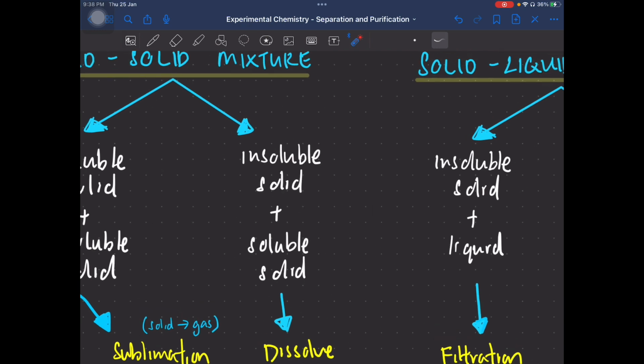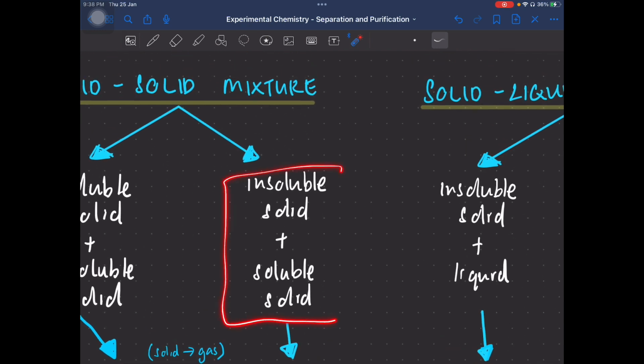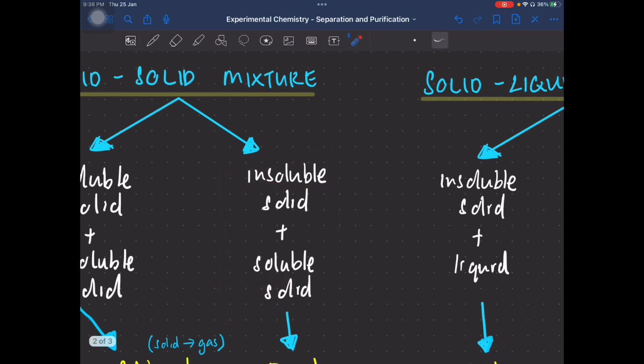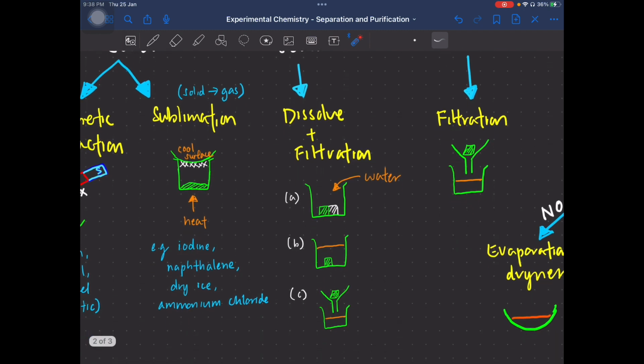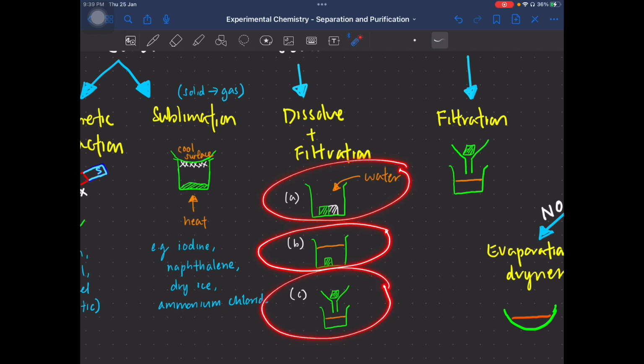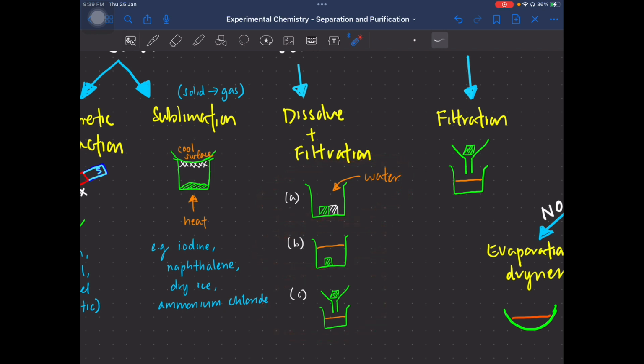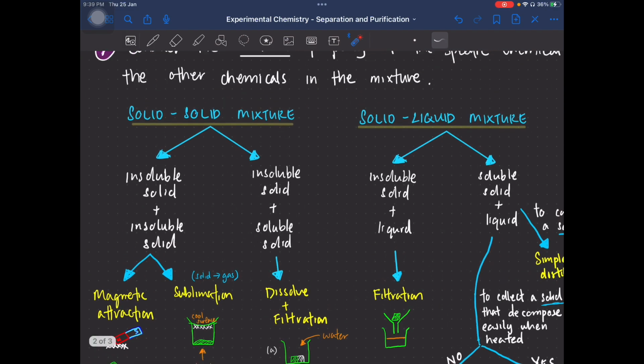However, once you have an insoluble solid and soluble solid set up, it makes things a lot easier because one can dissolve, one cannot dissolve, right? So all you need to do is actually, like what we did, for example just now, we add water. After adding water, we realize that one of it has dissolved, then we do a filtration, right? So this will be similar to what I shared earlier. And that is for solid-solid mixture.